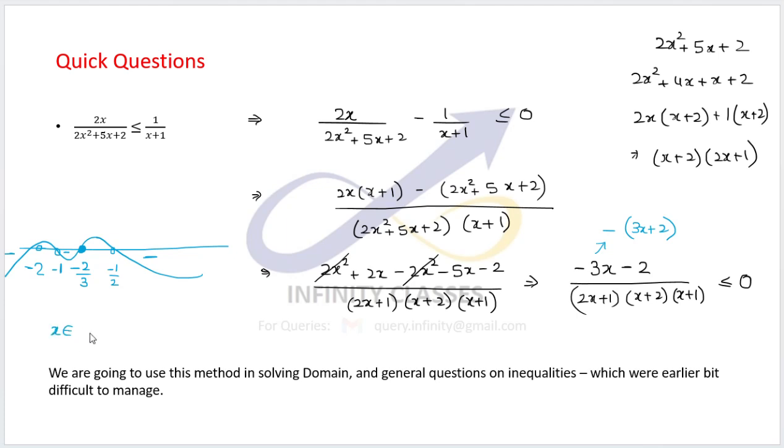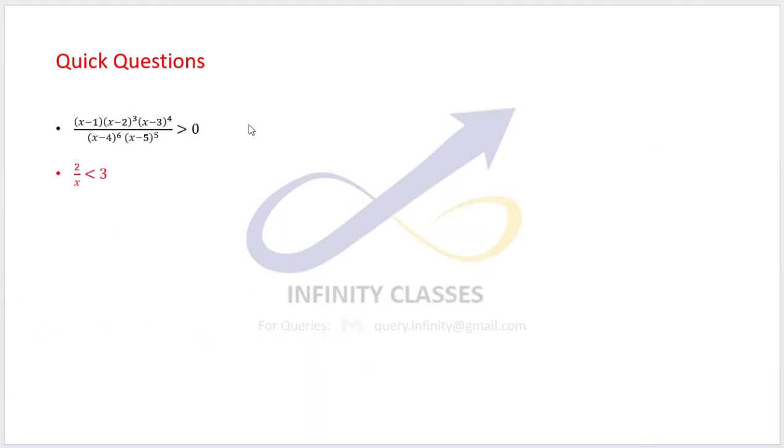So x belongs to minus infinity to minus 2, union minus 1 to minus 2 by 3, union minus 1 by 2 to infinity. So if I take any value of x within this, the inequality will hold true. Okay, so this should be quickly taken care of. For such kinds of cases, I'm quickly trying to do this question also.